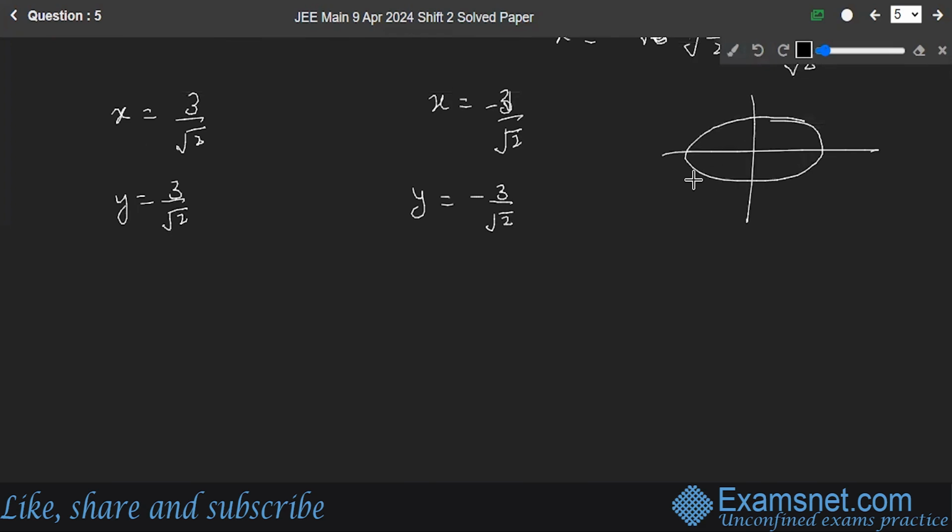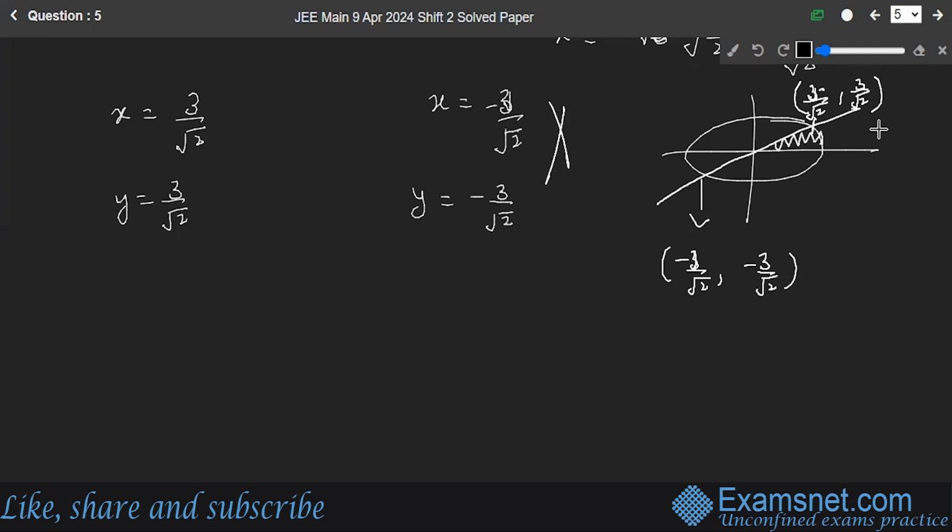So this is your line, this is the point 3 upon root 2, and this is the corresponding value of y, which is the same, 3 upon root 2. And this is your point, minus 3 upon root 2 comma this. See, in the question, you are told the first quadrant, so I'll be taking only this part. I will not be taking this coordinate, okay? So very much simple. Now you just have to find out the equation and the area below this line.